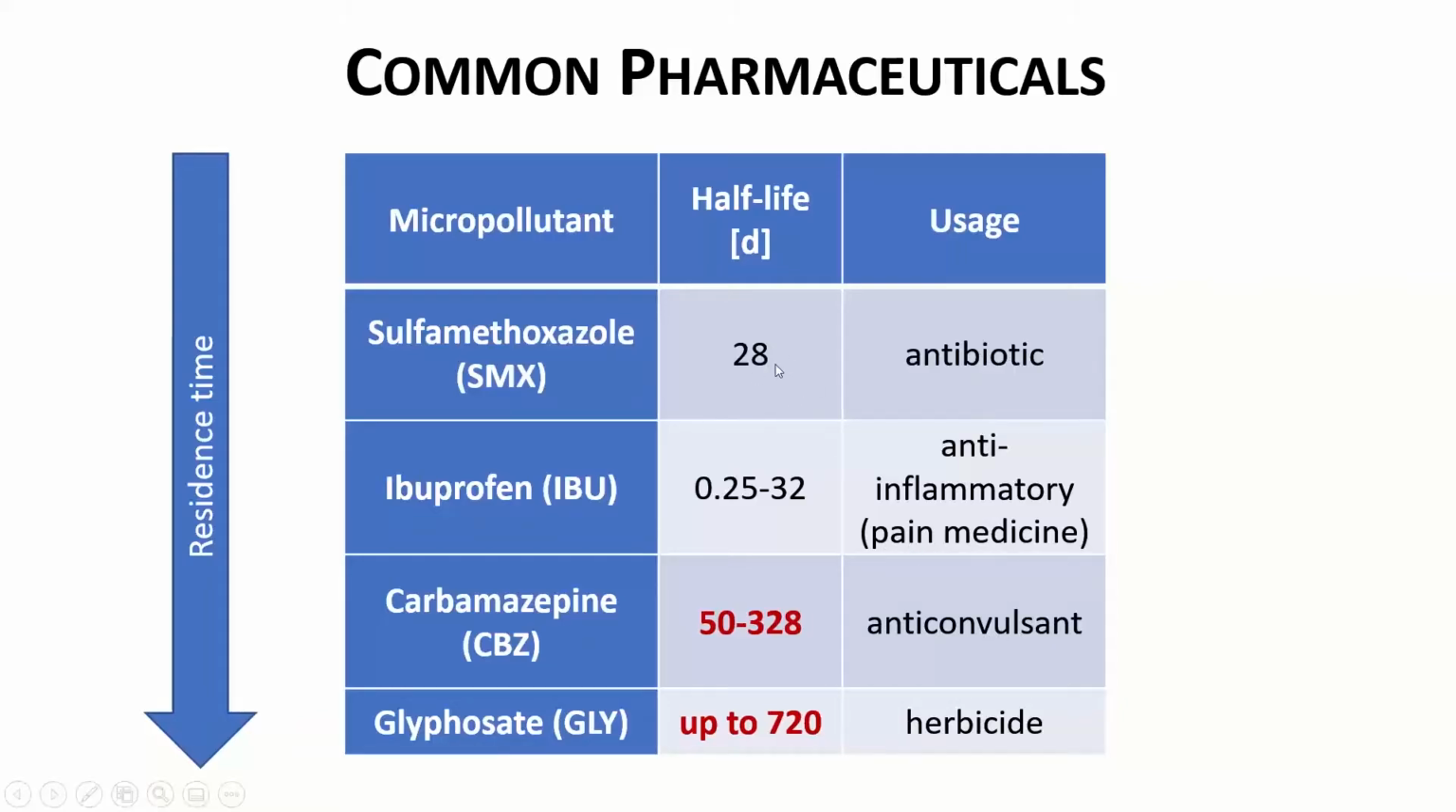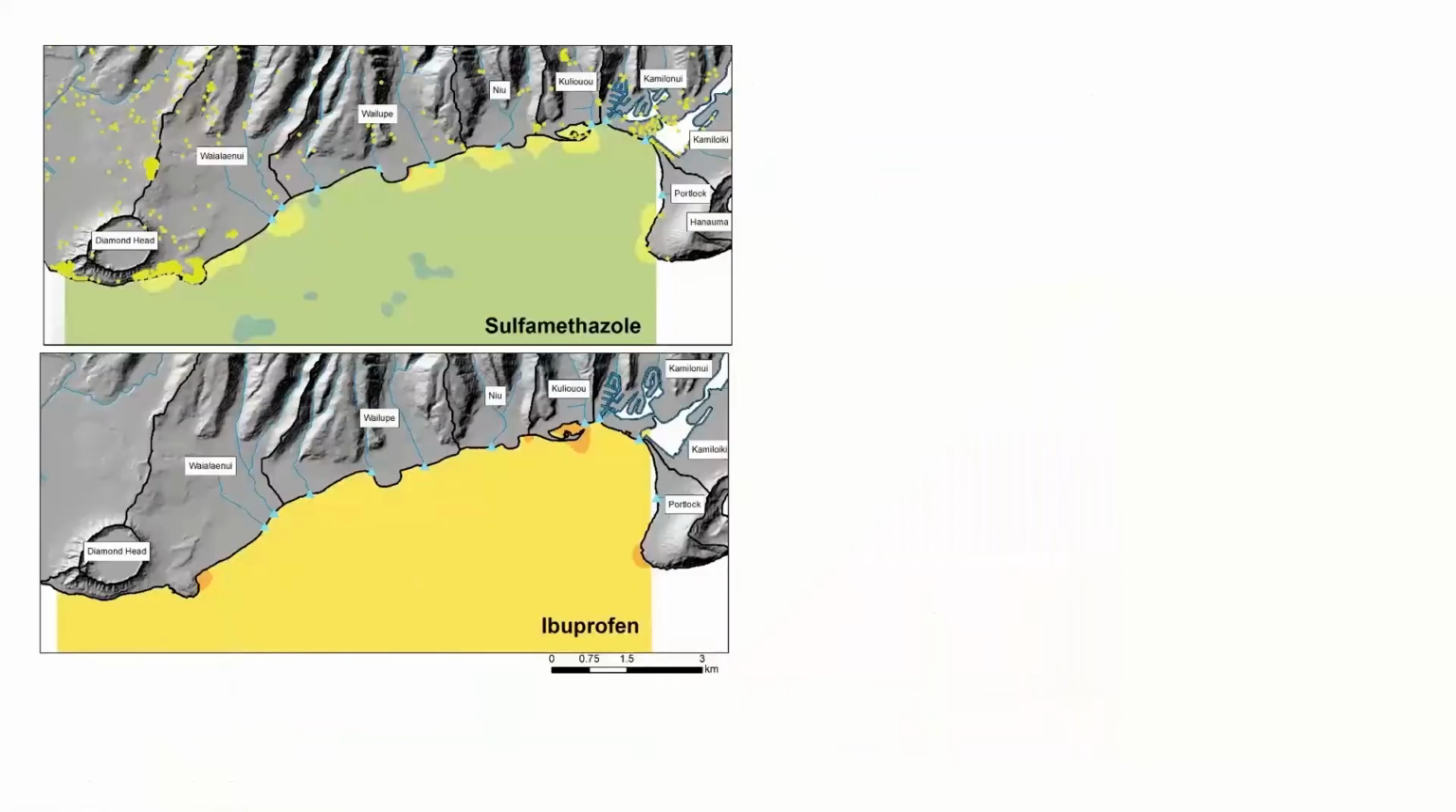And then you can use them specifically at different half-lives, meaning they stay in the water column for different amounts of time. Ibuprofen is the shortest, carbamazepine is a little bit longer, and the glyphosate can stay in the water for a really long time. And so it ends up looking like this.